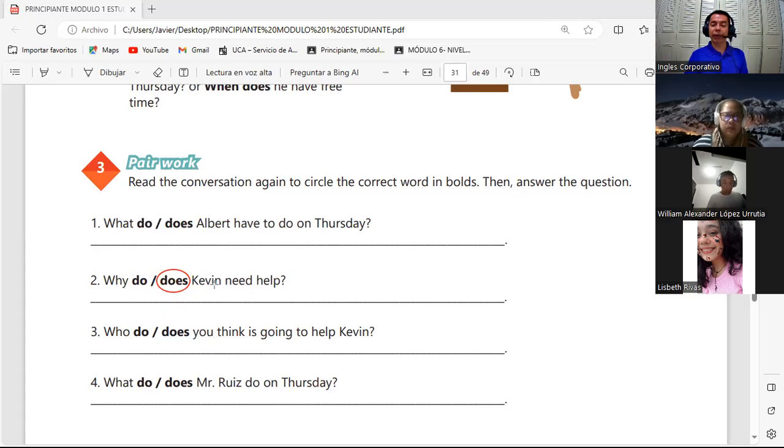In this case, because Kevin is third person singular, right? Tercera persona singular, siempre usamos does. And another thing, in the case of the verb need, it's not necessary to say needs. No, it's not necessary, right? Just need. Good. Thank you, Karen.